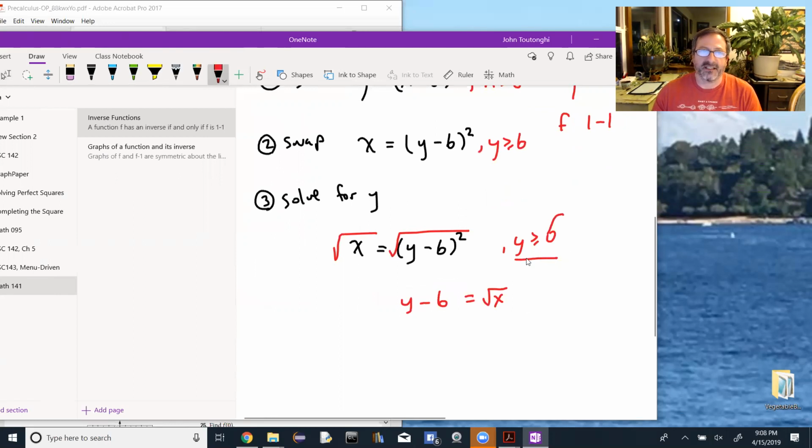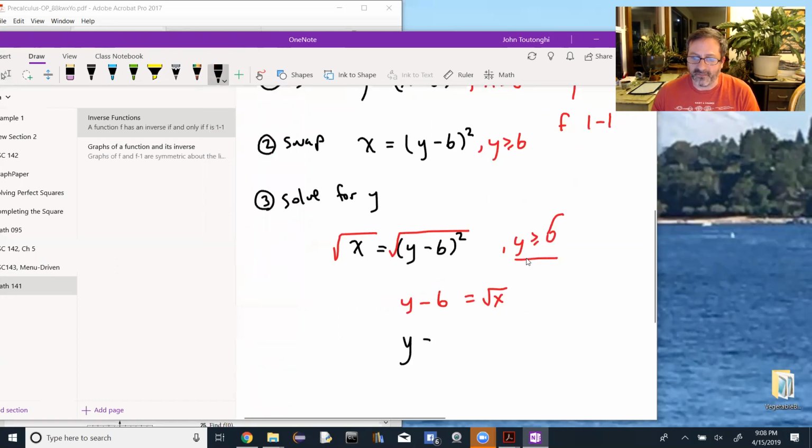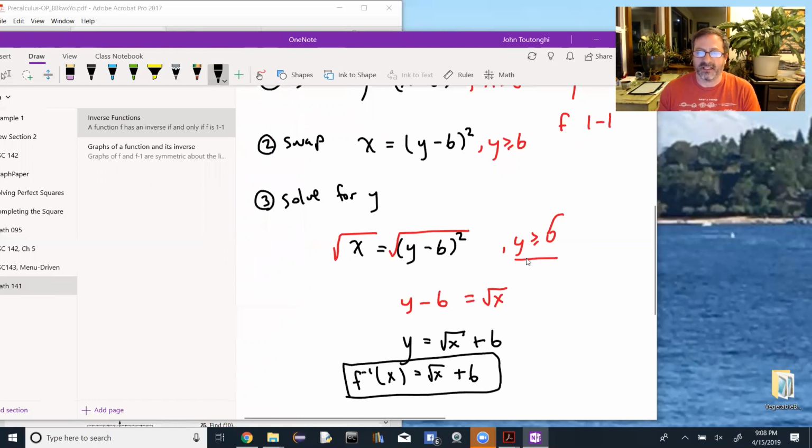And then we add 6 to both sides. And we get the inverse function because we've isolated y here. Square root of x, I need to be careful, the square root ends, and then we're adding 6. Square root of x plus 6, and that's the answer to this problem. f inverse of x equals the square root of x plus 6.